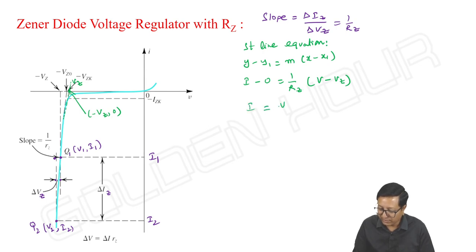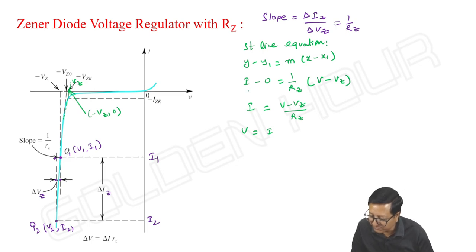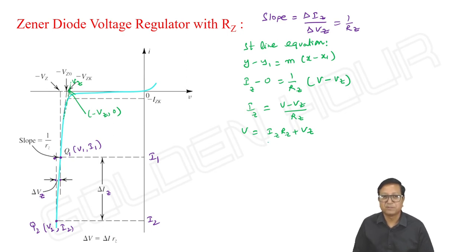write it like I is equal to (V minus Vz) by Rz, or I can say Iz, since Vz and Iz are the coordinates, and Iz is the current through the Zener diode. Then V is equal to Iz into Rz plus Vz. We can write like this.